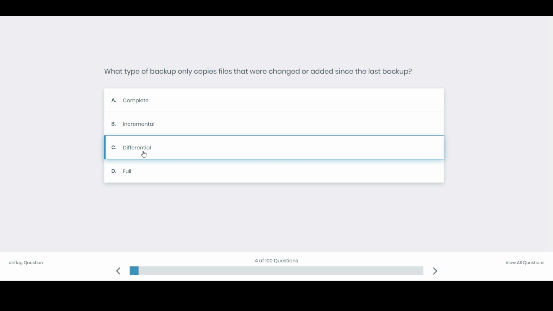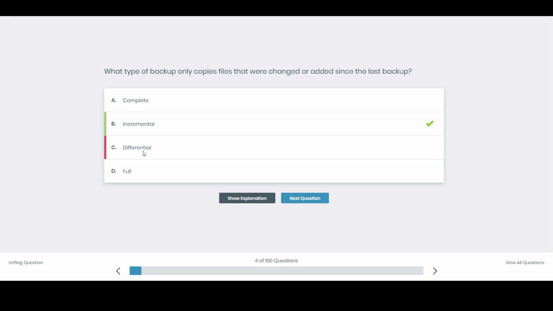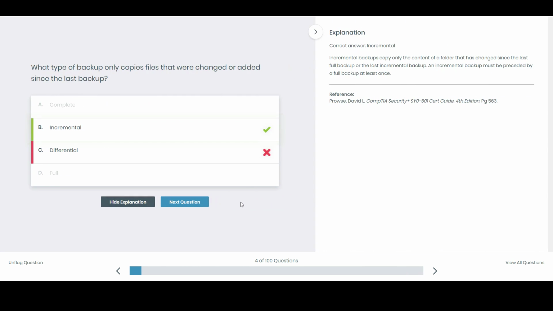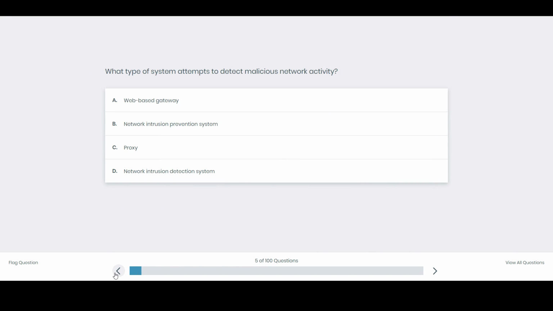Differential, the difference between the files, copies files that were changed or added. Incremental. I think differential. Oh wow, I'm wrong, it's incremental. Incremental backups copy only the content of a folder that has changed since the last full backup or the last incremental backup. An incremental backup must be preceded by a full backup at least once. All right, so incremental, my mistake. I'm going to review that one later.